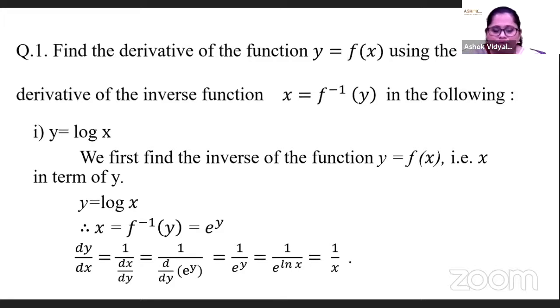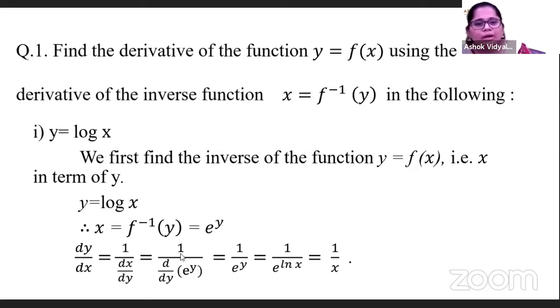Now we will find the derivative of these two functions and verify that their product is 1. Verify these two functions and their product is 1. Now we calculate dy by dx is 1 upon dx by dy.